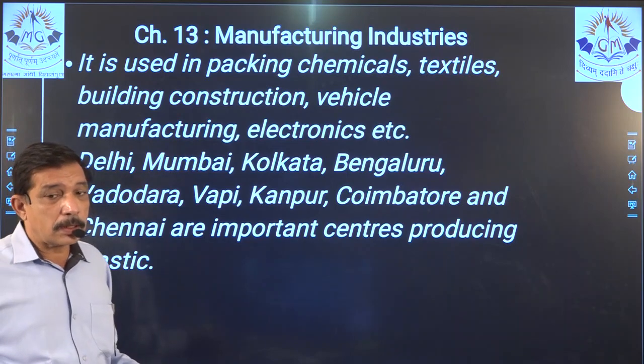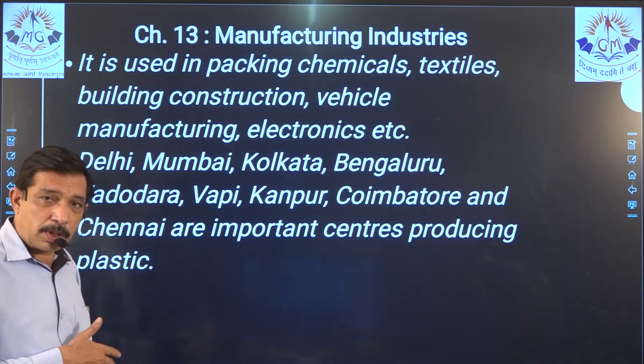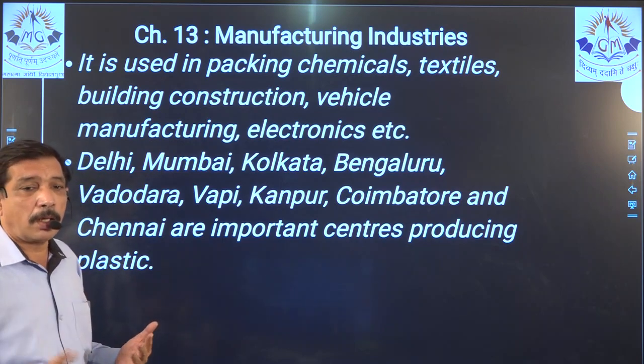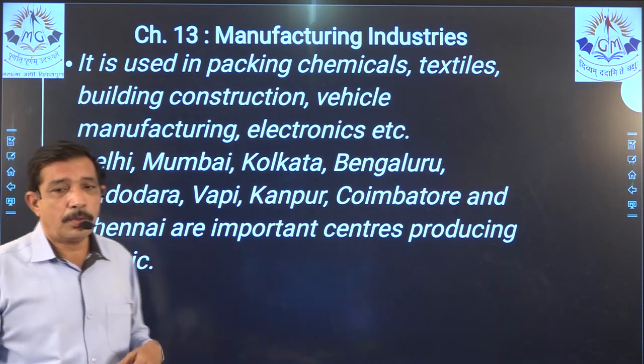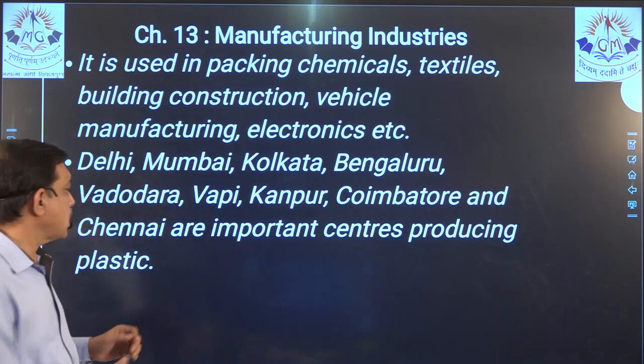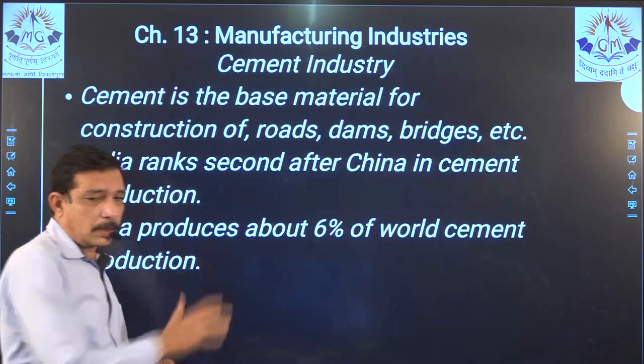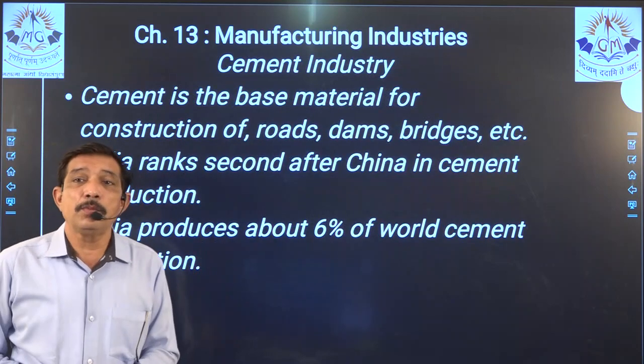Which are the important centers? Now this is MCQ also, plus this is map marking also. Delhi, Mumbai, Kolkata, Bangalore, Vadodara, Vapi, Kanpur, Coimbatore and Chennai, they are the important centers for producing plastic. Now we come to the cement industry.